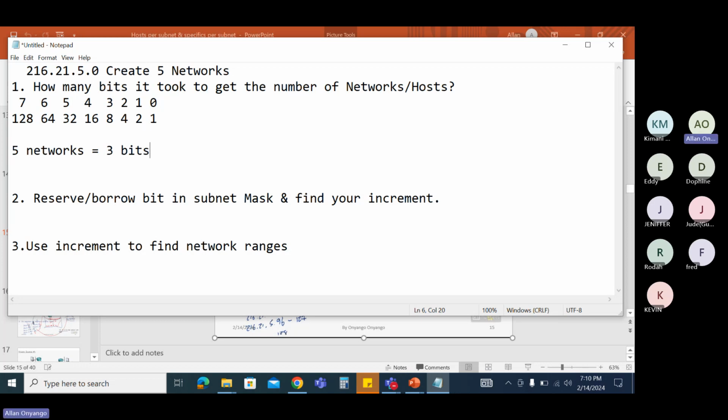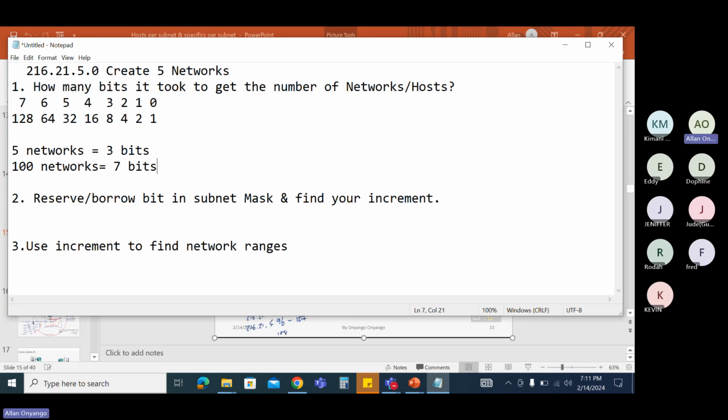Are we together? Let's do one, because I want you to get it. Let me do 100 networks. Where do we find 100? Between which two numbers? 64 and 128, isn't it? But 64 is less than 100, so we take 128. 128 is 2 to power 7, so 7 bits.